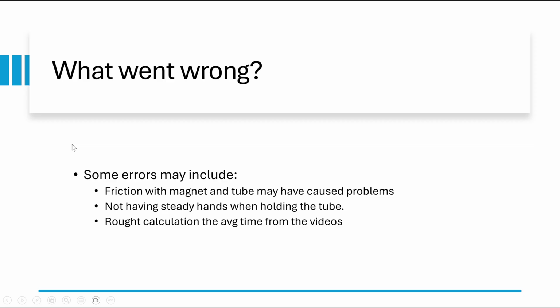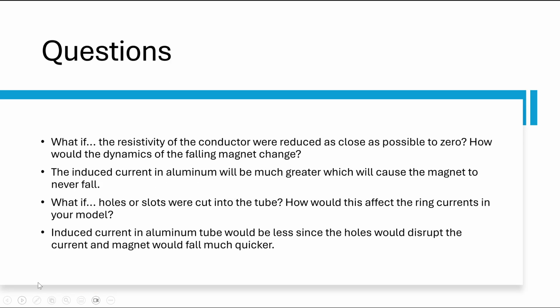So what went wrong? Some errors may include friction with the magnet touching the tube, not having steady hands when holding the tube, which kind of piggybacks off of the friction, and the rough calculation of the average time of the videos. It may not have been super precise, but we worked with what we had.